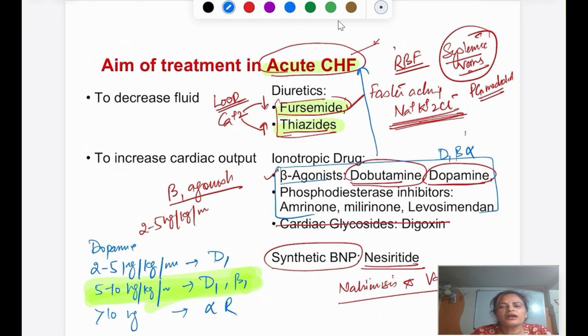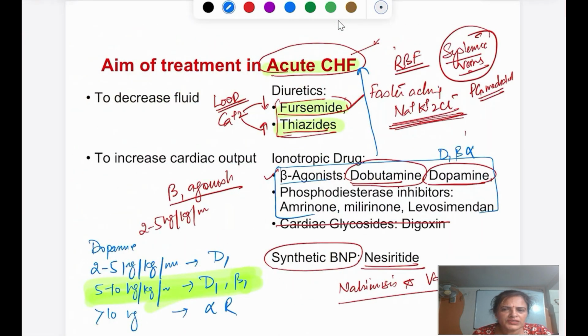इसको हम एक्यूट हार्ट फेलियर में पेशेंट को देंगे बिकॉज वी आर गिविंग इट बाय आईवी रूट. They are short acting and acute heart failure, this is an emergency. सो जो भी हम ड्रग देंगे, the drug which we are going to put the patient on, give it by IV route.